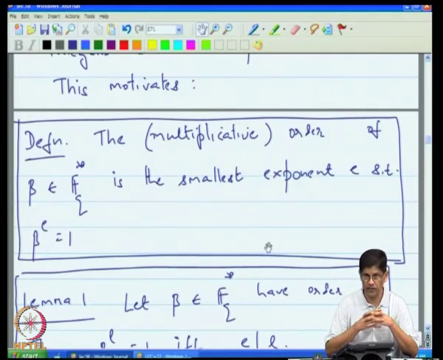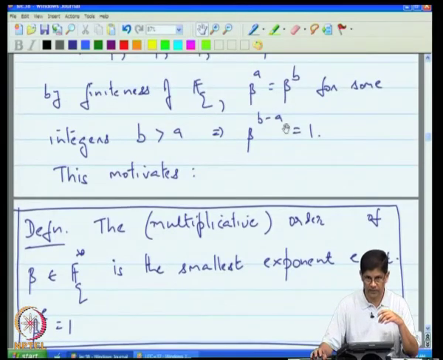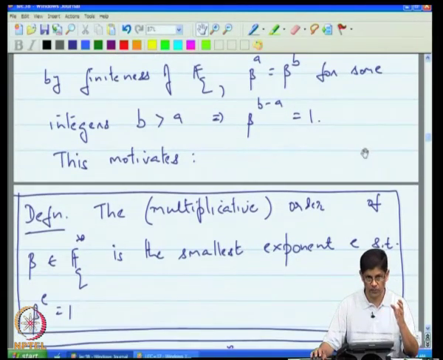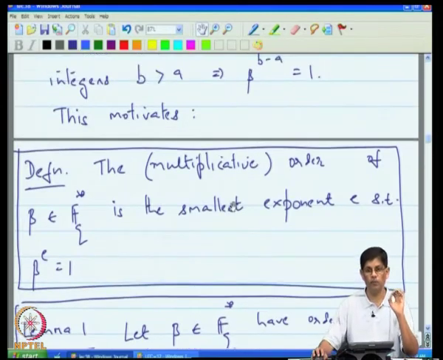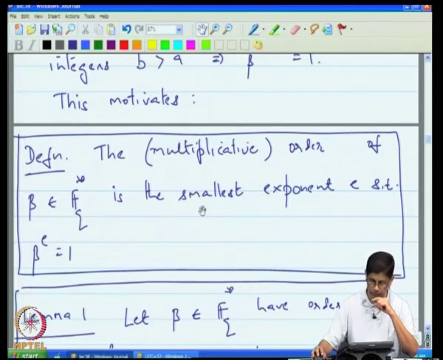And so, now you are led to the following definition: the multiplicative order of beta is the smallest exponent e such that beta to the e is 1, because we already know that there is some integer such that beta to that integer is 1. So, now we are asking what is the smallest integer with that property, and that is called the order of beta in F_q.